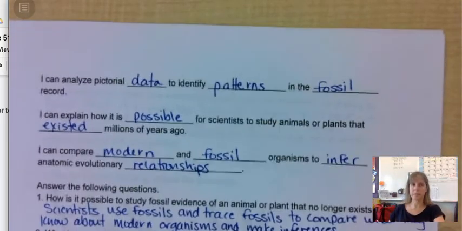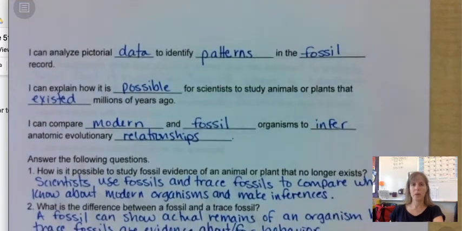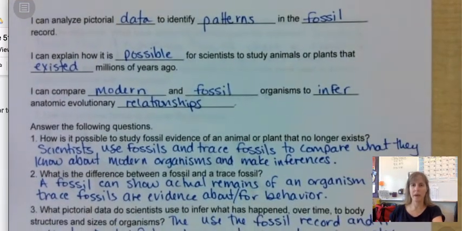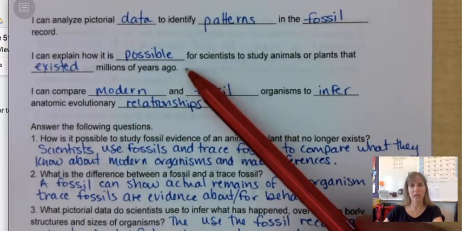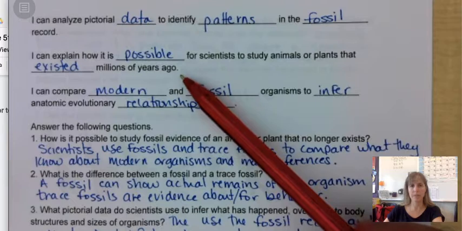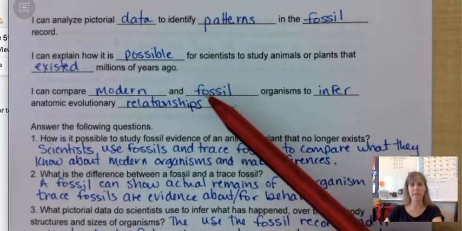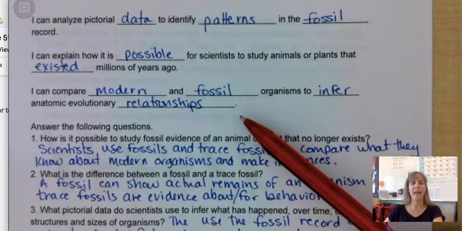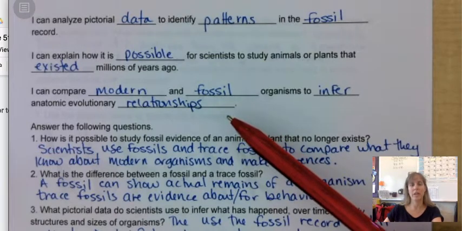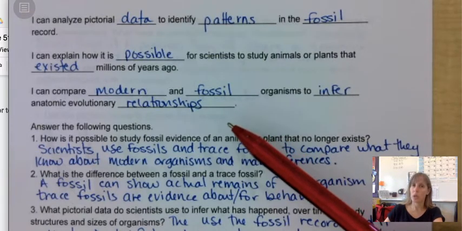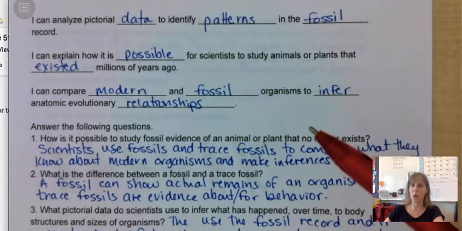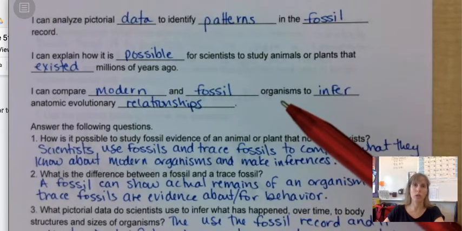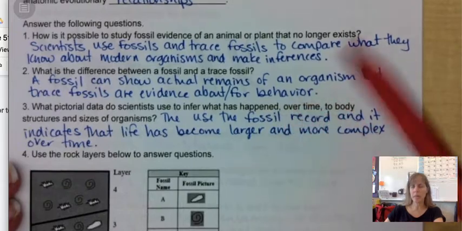All right. I can analyze pictorial data and identify patterns in the fossil record. I can explain how it's possible for scientists to study animals or plants that existed millions of years ago. I can compare modern and fossil organisms to infer anatomic evolutionary relationships. Guys, these are really long words. If you are struggling to keep up with this, remember you can pause the video, you can look in your notebook, you can use your learning targets document to help you. All right, so you should be able to answer these questions.